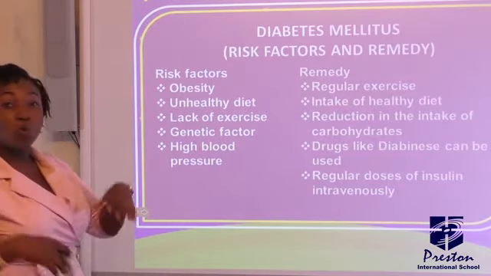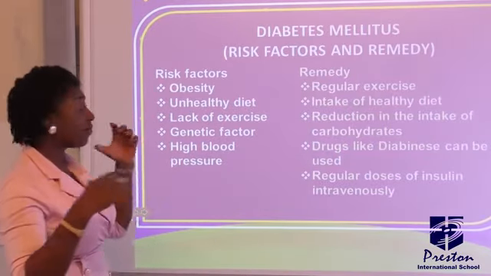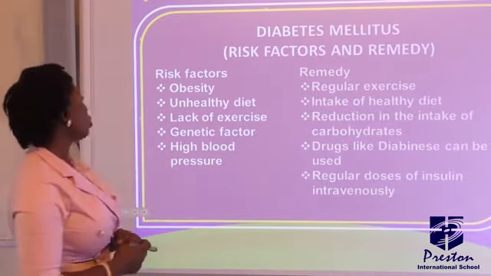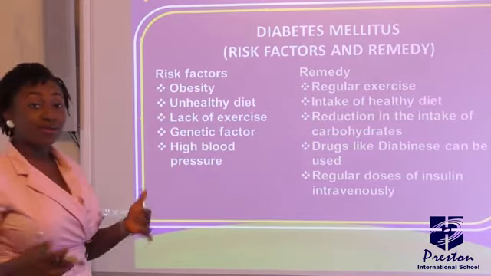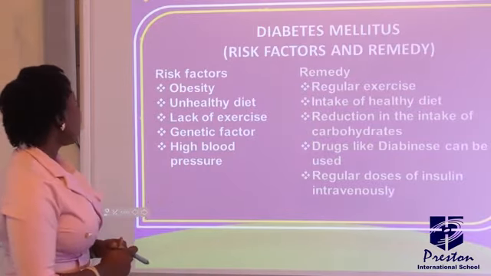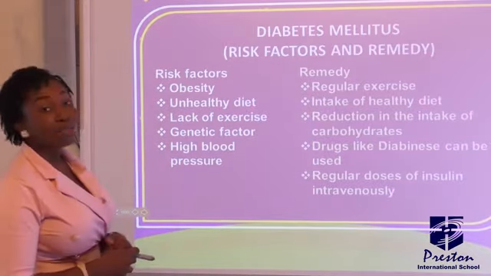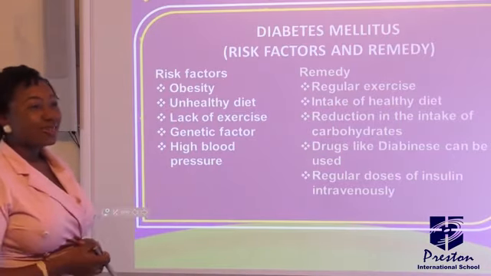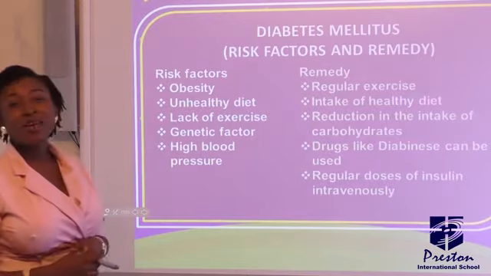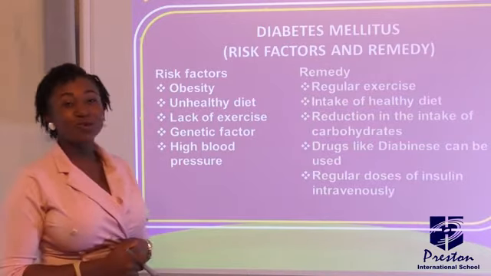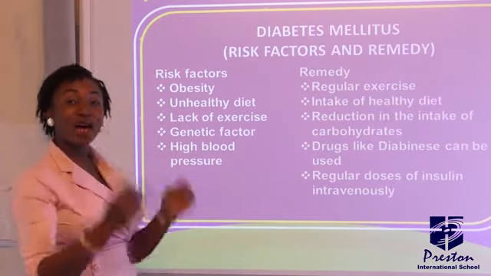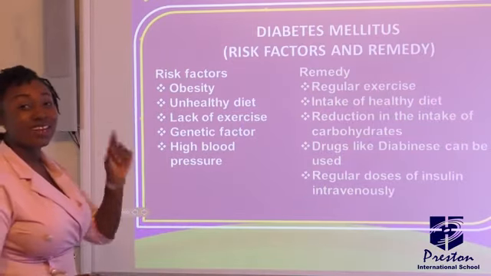Now let's talk about the risk factor and remedy of diabetes mellitus. What are the risk factors? Who are those people, or what are the factors that predispose to diabetes mellitus? Number one, if you are obese, that's if you are too fat, you can be predisposed to having diabetes mellitus. Then, when you take unhealthy diets, take for instance, you take chocolate in the morning, you take ice cream in the afternoon, and you take a lump of fufu at night. All carbohydrates, unhealthy diets, it can lead to diabetes.